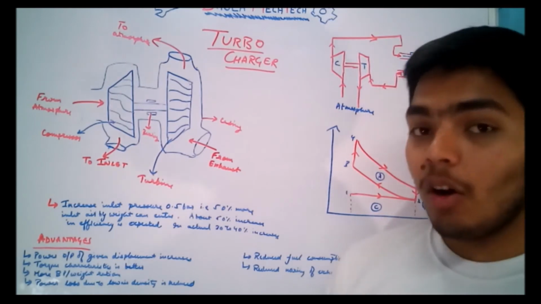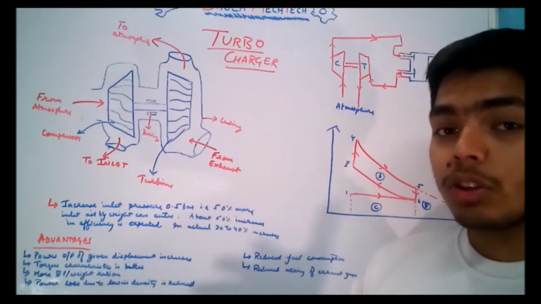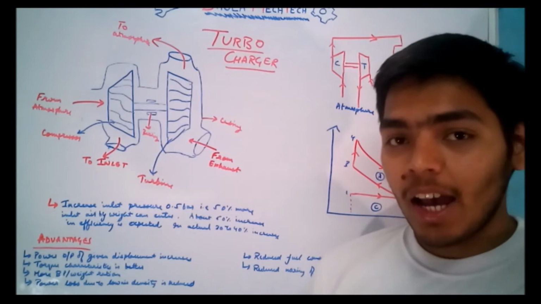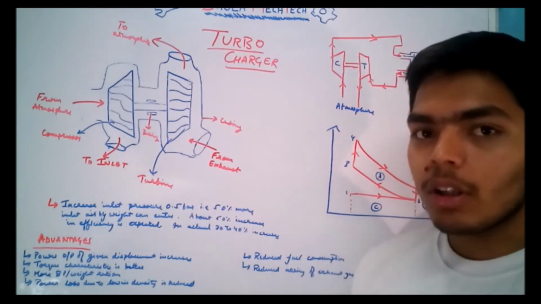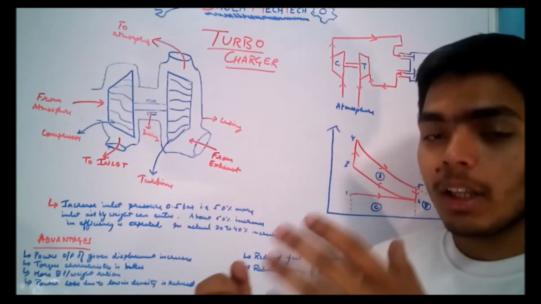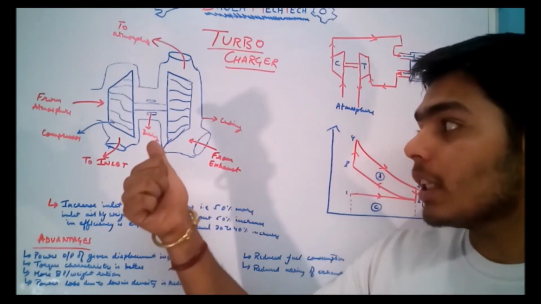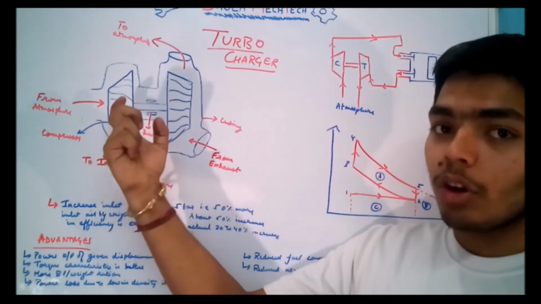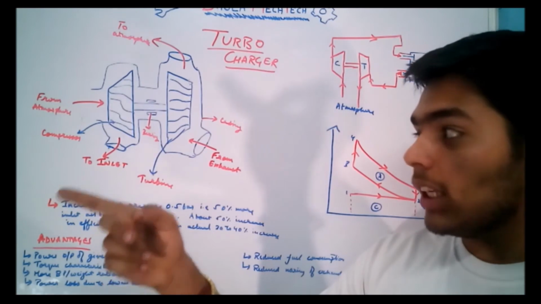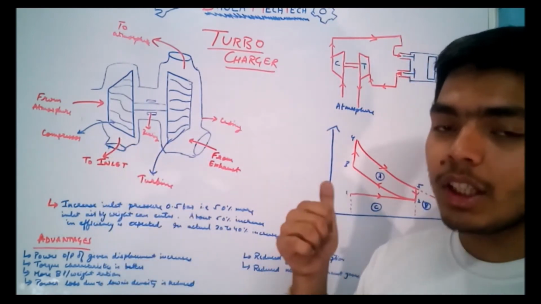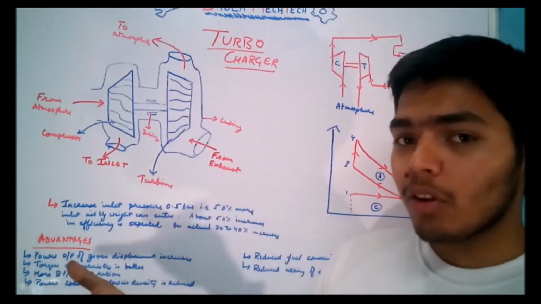Another advantage is that the power loss due to the lower air density at higher altitudes is reduced. At higher altitudes the air density is less, but the compressor of this turbocharger compensates for that lower density and compresses the air into the engine. That's why it reduces the power loss.